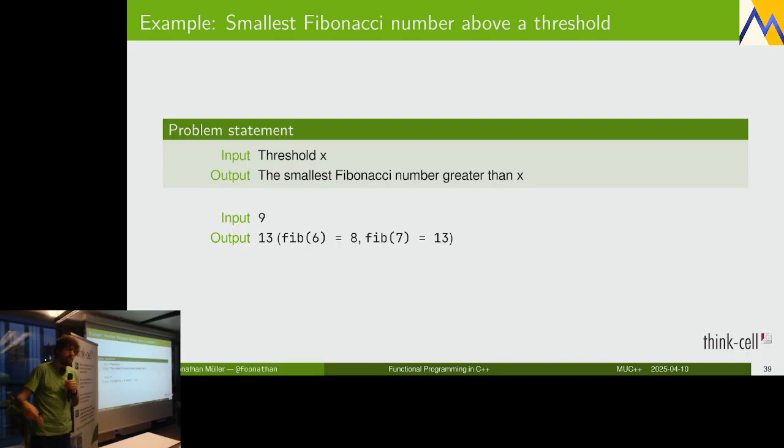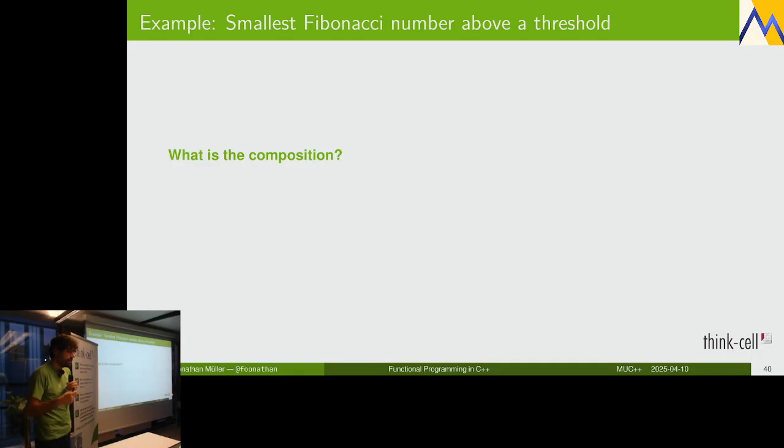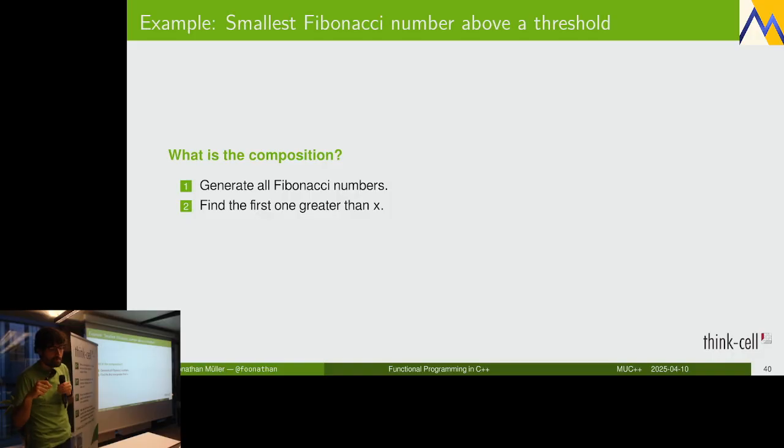And I'm going to skip over the imperative version, because I think you know how to do that. More interestingly, I want to look at the composition. What is the composition here? What are the sub-building blocks? Well, first step, generate all the Fibonacci numbers. And then the second step, find the first one that is greater than x.